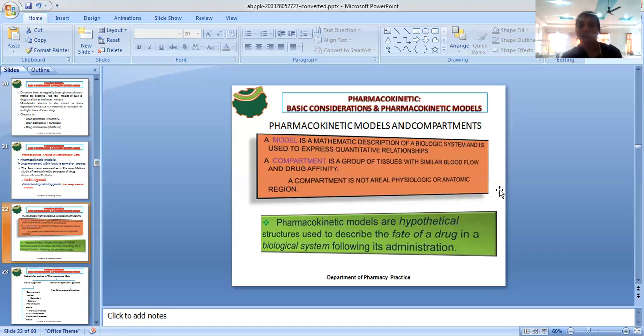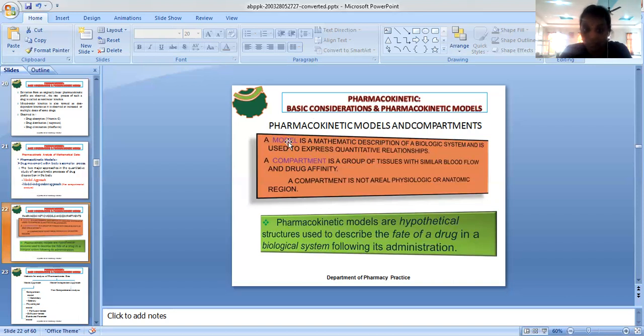Here we consider the whole blood as a whole, and the liver, kidney and so on are considered as one compartment with respect to blood flow. Different poorly perfused tissues will come under one compartment, but a compartment is not real, it is only an assumption. It does not have any anatomical reason or real physiological meaning. And what is the pharmacokinetic model?